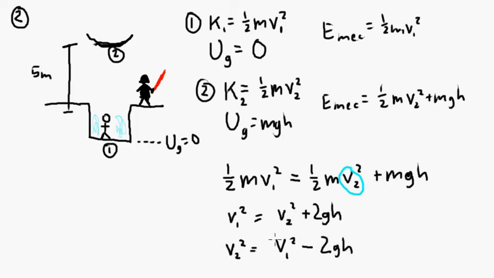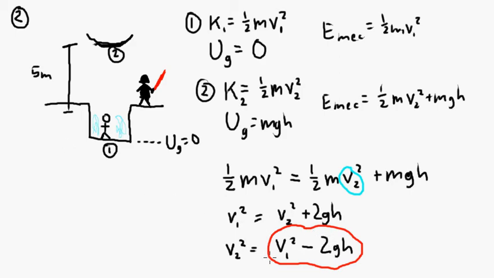So the question now is, we take this here and we say, well, is this going to be a positive number? If this is a positive number, then indeed Luke does have some speed left when he gets up there. If this is a negative number, then v2, Luke's speed at the top, would have to be imaginary. And that's how physics tells us that it can't happen. So we need to see if this is positive or negative.